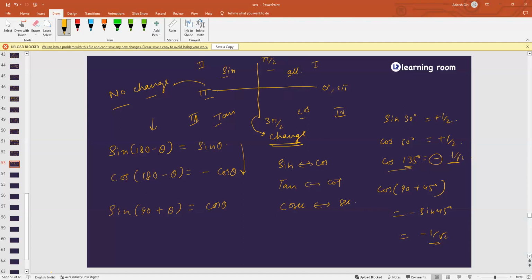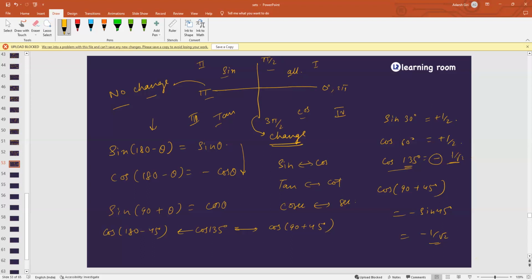Okay, first thing. Next thing, you have to check whether which one is positive or negative. For example, I need to calculate cos of 135 degrees. How would I do that? I'll write this in terms of acute angle. I can write this in two ways: cos of 90 plus 45 or cos of 180 minus 45. And from both the cases, I can get the correct answer. Both the cases are correct. You can go for anything.